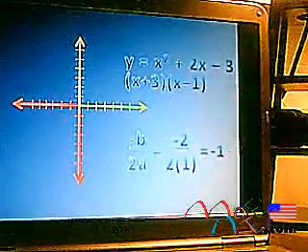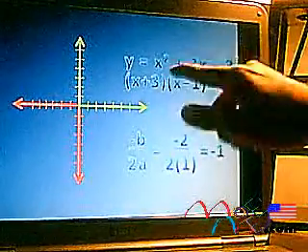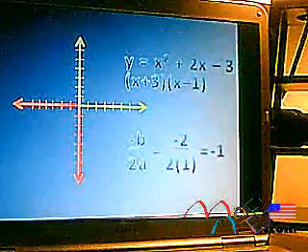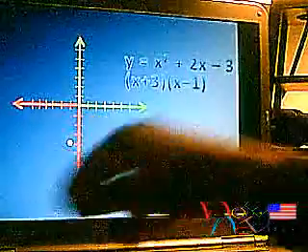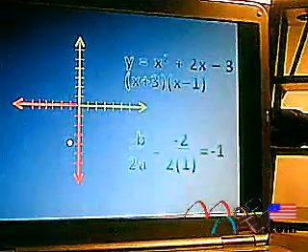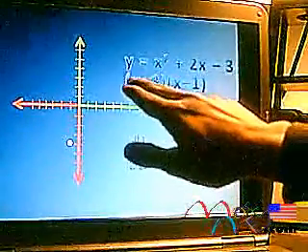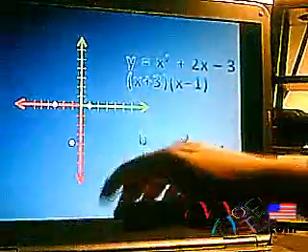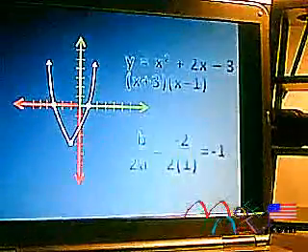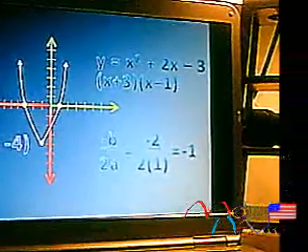Okay. If we go ahead and plug that in, negative 1 squared is 1. 2 times negative 1 is negative 2. So it's 1 minus 2 minus 3, which is negative 4. So there's your point: negative 1, negative 4. And then these 2 points, x is negative 3 here, and negative 3 plus 3 is 0. And 1. And there's your parabola. So your 3 points are the vertex and the 2 intercepts.